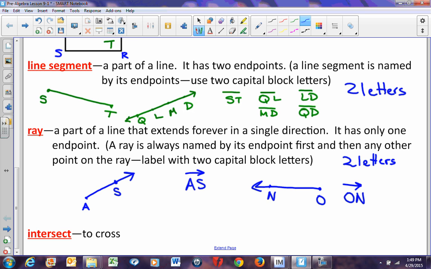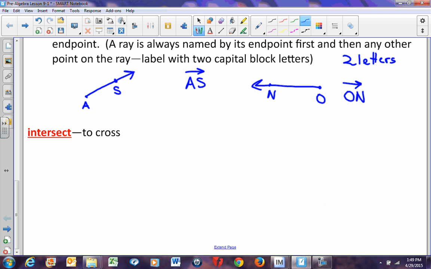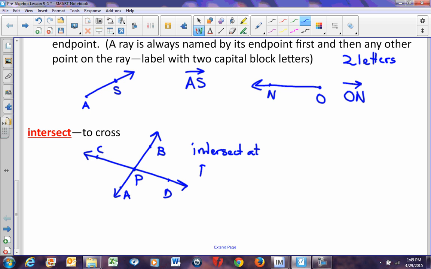To intersect means to cross. If something crosses, it means it intersects. So here is a line. We call this AB. Here is a second line. We'll call this line CB. And let's say they intersect at point P. There you go. They intersect at point P.